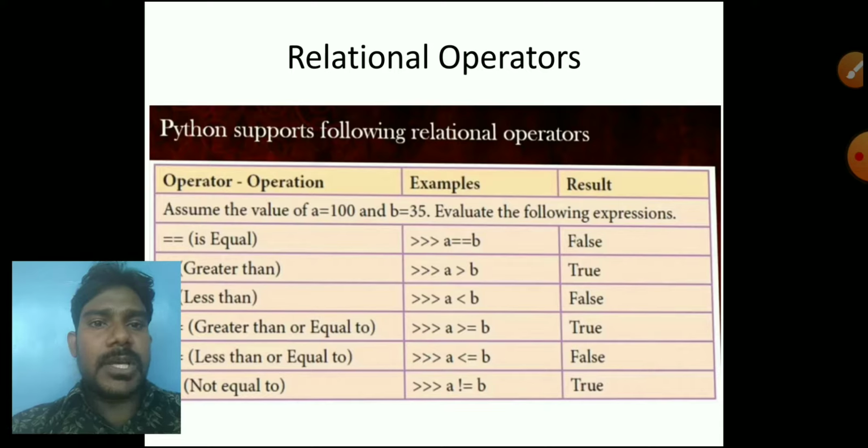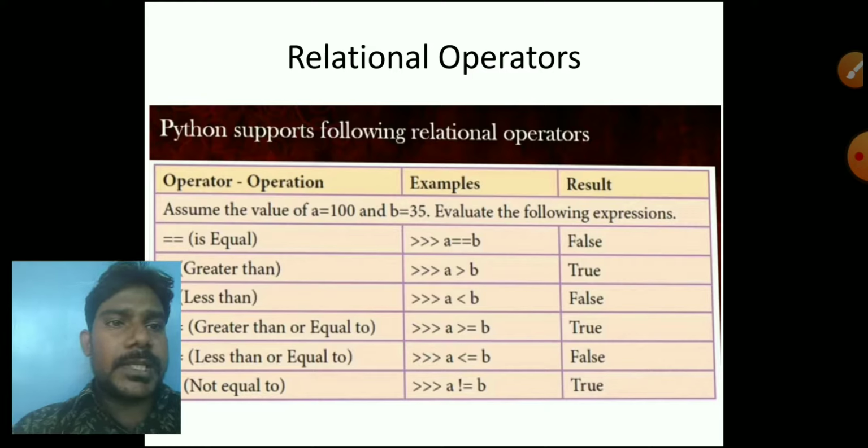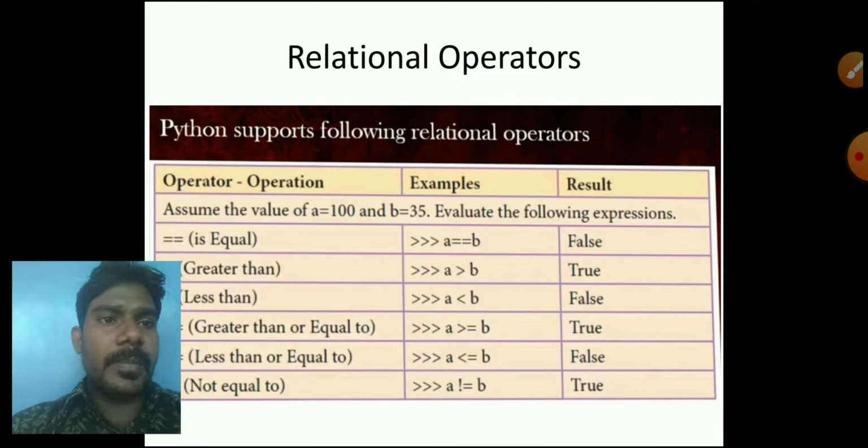We have to assume the values of a and b. What values do we assume here? a is 100, b is 35. Now we apply those values to the relational operators one by one. First one is equal to. For example, a equal to b.